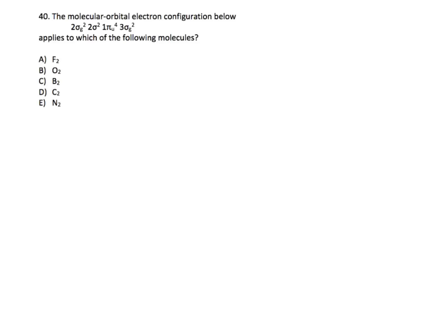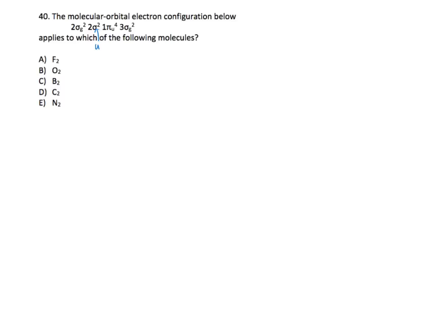Last one, question 40 asks: the molecular orbital configuration below, 2 sigma g 2, 2 sigma, that's a mistake, that probably should have a u, 2 sigma u 2, 1 pi u 4, 3 sigma g 2, applies to which of the following row 2 elements or diatomic molecules?